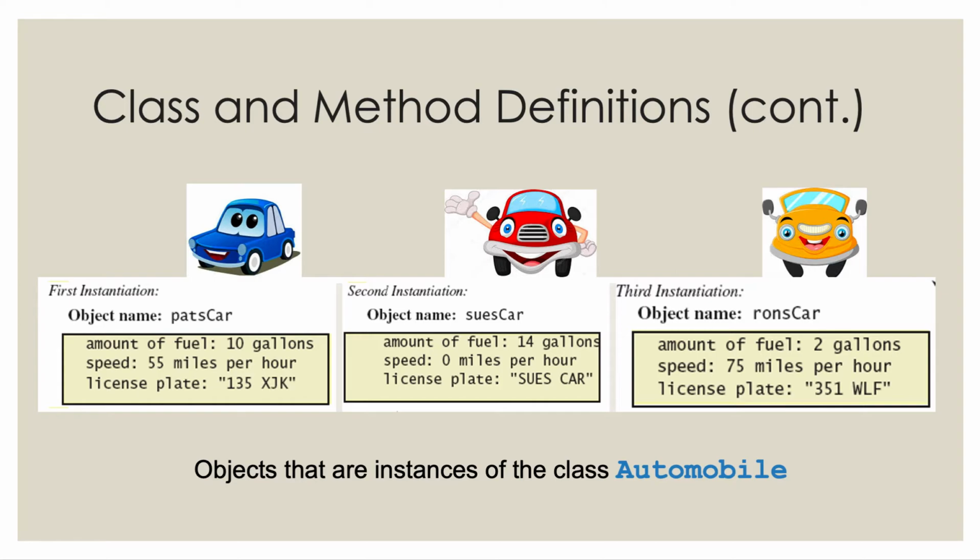And we have the second instantiation, called Sue's car. Amount of fuel is 14 gallons, speed is 0 miles per hour, and license plate is Sue's car. And in the third instantiation, as you see, the object name is Ron's car, amount of fuel is 2 gallons, speed is 75 miles per hour, and license plate is 351WLF. So as you see, we can have different objects of the same class.